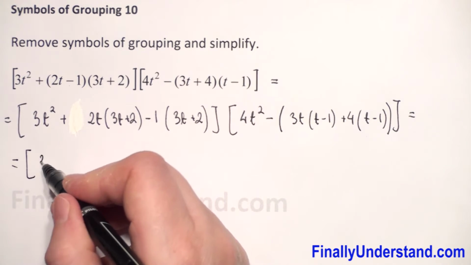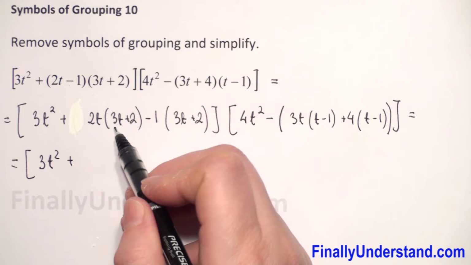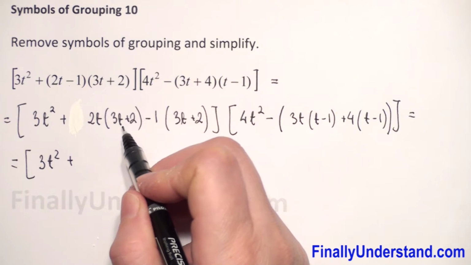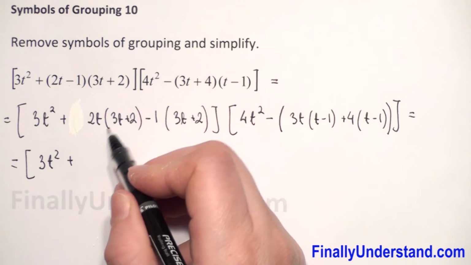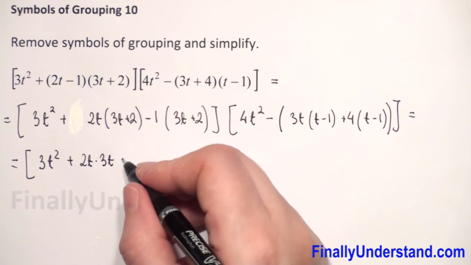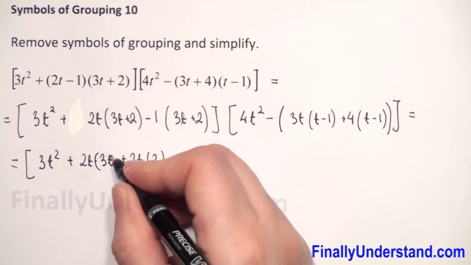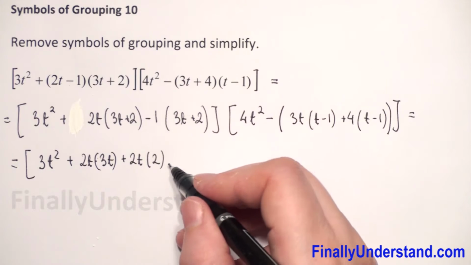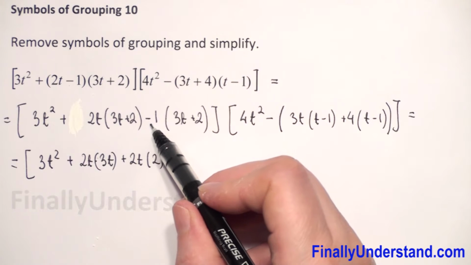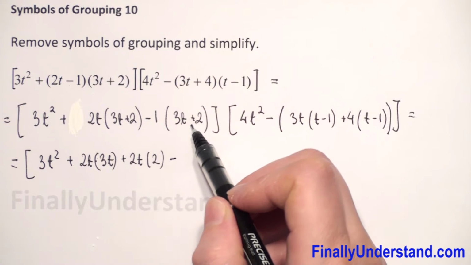We will copy 3t squared plus, and now we have to multiply every expression in the parenthesis by 2t. We have positive sign, so the sign in parentheses stays the same. So 2t we have times 3t. Next we have 2t times 2. I'm gonna write in parentheses 3t and 2 minus, and now because we have negative sign before parentheses, we have to change the sign every time inside parentheses.